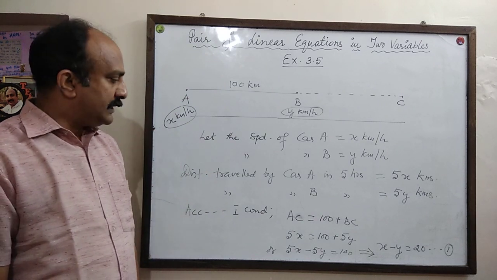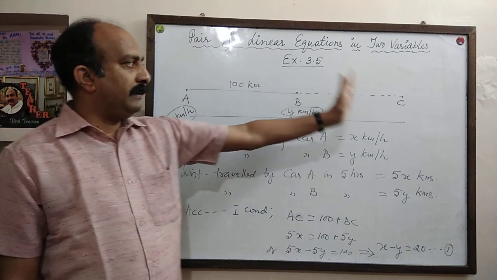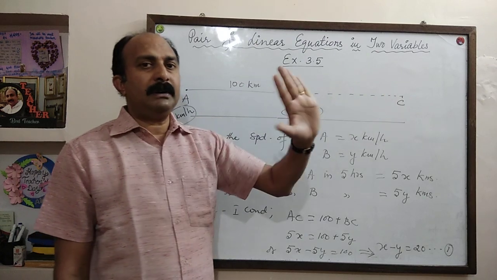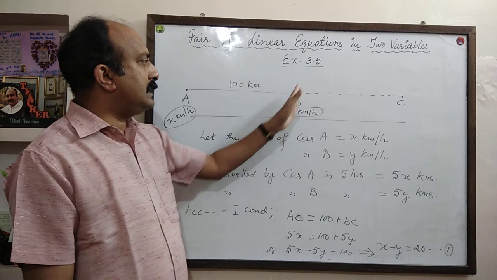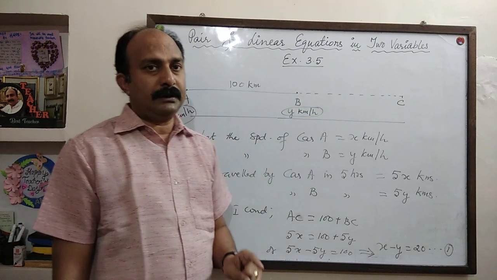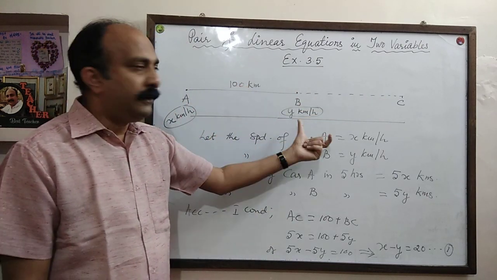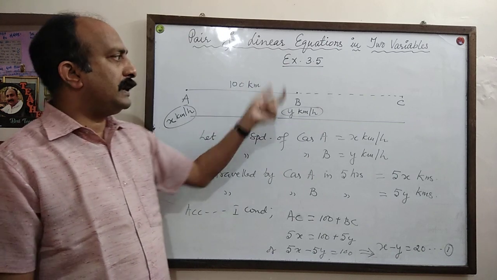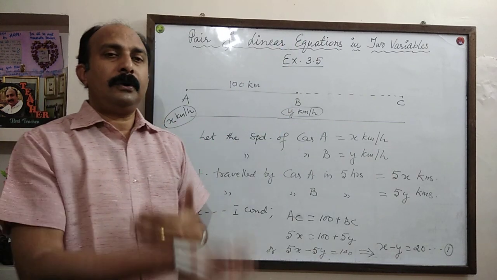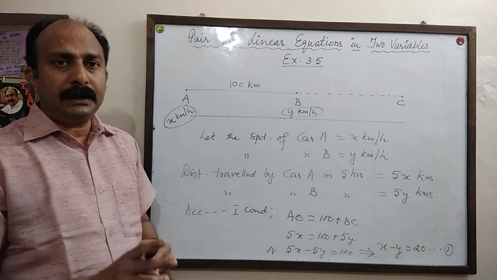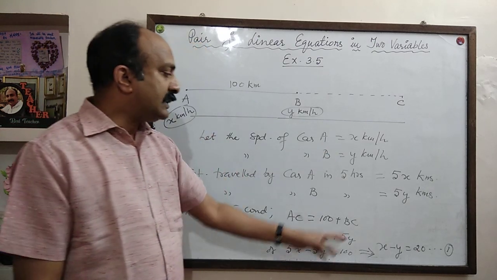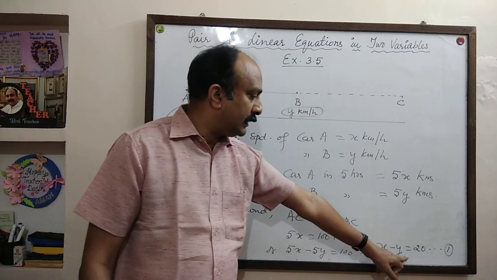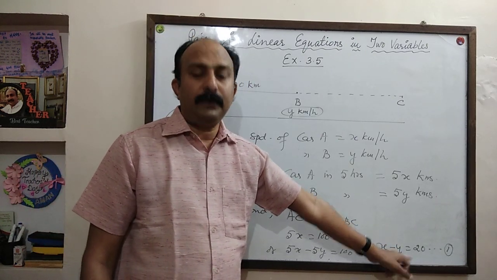I hope all of you understand. Distance travelled by car A in 5 hours is 100 km more than the distance travelled by car B in 5 hours. That is 5x is equal to 100 plus 5y, or 5x minus 5y equal to 100. Taking 5 common and cancelling from both sides, x minus y is equal to 20. This is equation number 1.